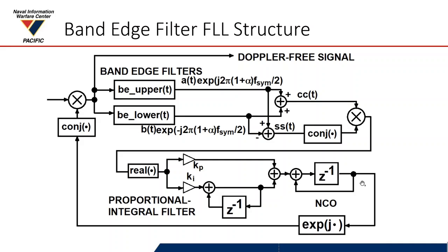The output of the numerically controlled oscillator at this point is a phase, so we convert it to a sine and cosine term with a complex exponential, which is achieved with a lookup table. And if we take the conjugate of that and multiply that by our incoming signal, then we will effectively cancel out the Doppler of the incoming signal if we are in a state of lock.